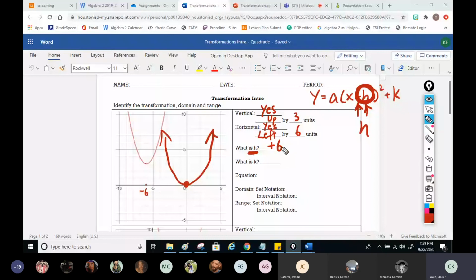Now what about k? K is the number at the very back, so that is about up and down. Let's take a look. You're going up by 3 units, which means you need a positive. Positive means it goes up by 3 units.